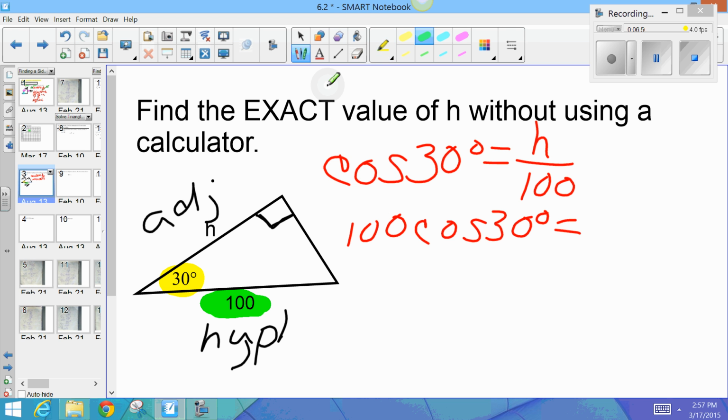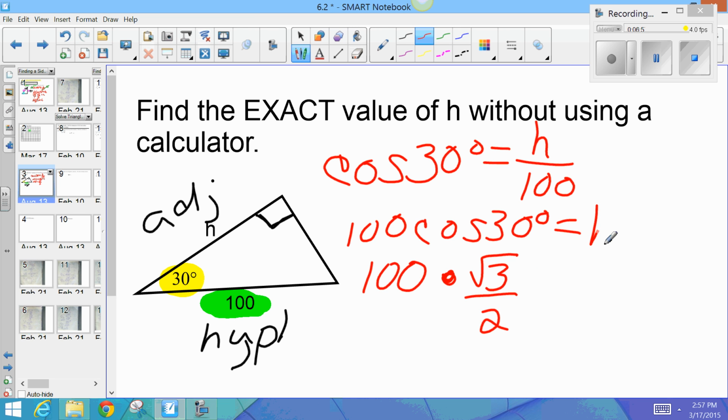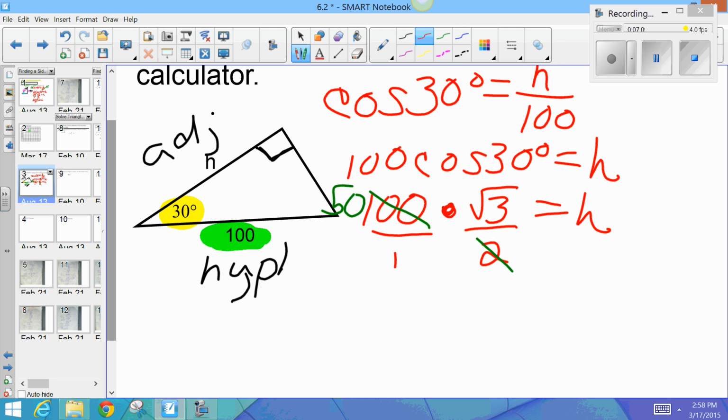So we've got 100 times the square root of 3 over 2. That's h. I can cancel out a 2 from top and bottom. 100 divided by 2 is 50. So my answer in simplest form is 50 radical 3. That's your top times top. Bottom times bottom is just 1. So it's 50 radical 3 over 1. Anything divided by 1 is itself. That's your answer, 50 radical 3. All right, that's that video.